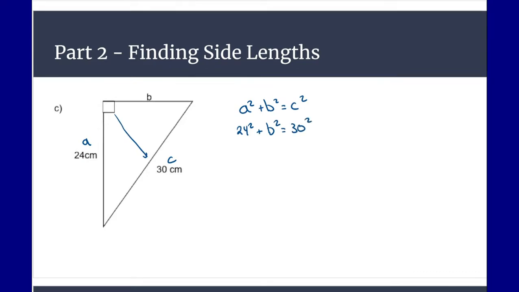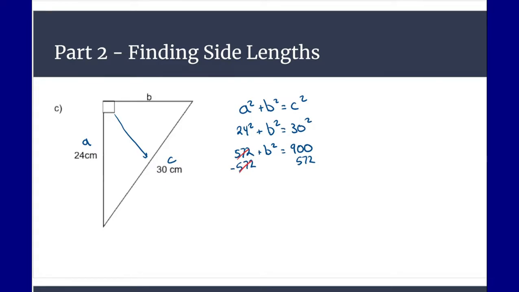Now here we can go through and calculate what 24 squared is. 576 plus B squared equals 30 squared, or 900. And now I want to get B by itself. So I need to get rid of this number of 572. So I'm going to use opposite operations, and I'm going to subtract 572 from one side, balance it out by doing it on the other.